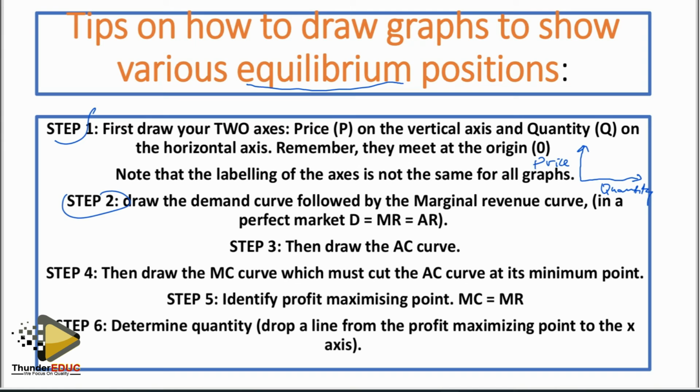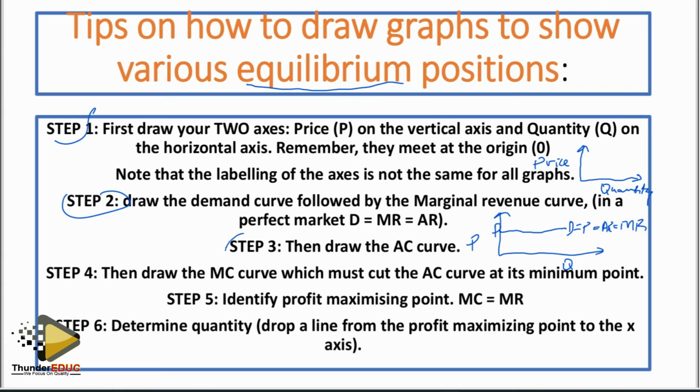Let's check step 2. Step 2, they are saying that you draw the demand curve followed by the marginal revenue curve in a per market. Remember, you already have quantity, and you also already have the price for that particular product. You draw the demand curve, and this demand curve is the price that firms normally charge. So now the demand curve is equivalent to what? It is equivalent to price, and also equivalent to average revenue, which is as well equivalent to marginal revenue. This is the second step that you should always take into account.